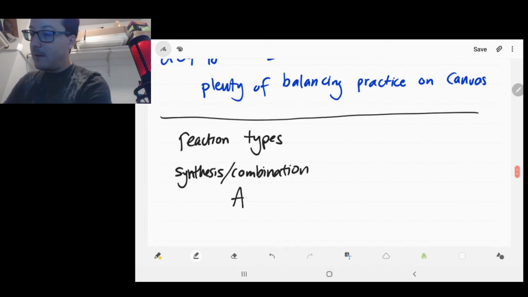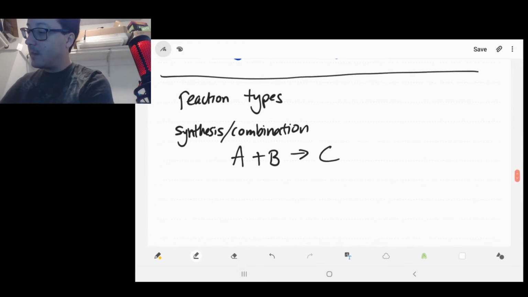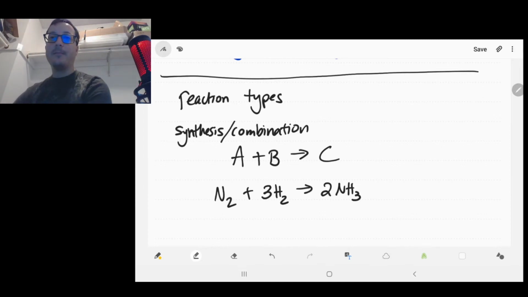So that might be written like this. And with this, I had given us this equation, right? This is a synthesis reaction, a combination reaction. We're taking two things and putting them together to make a third thing. It's a pretty simple type.